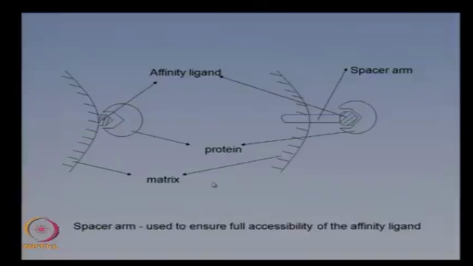Okay. So the spacer arm is used to ensure full accessibility of the affinity ligand. Without the spacer arm, the protein may come too close to the stationary phase and it may not have good interaction with the affinity ligand, whereas you see in this picture, because you have a spacer arm, the interaction is better, whereas here in this case the interaction is very poor. That is why you have a spacer arm here.